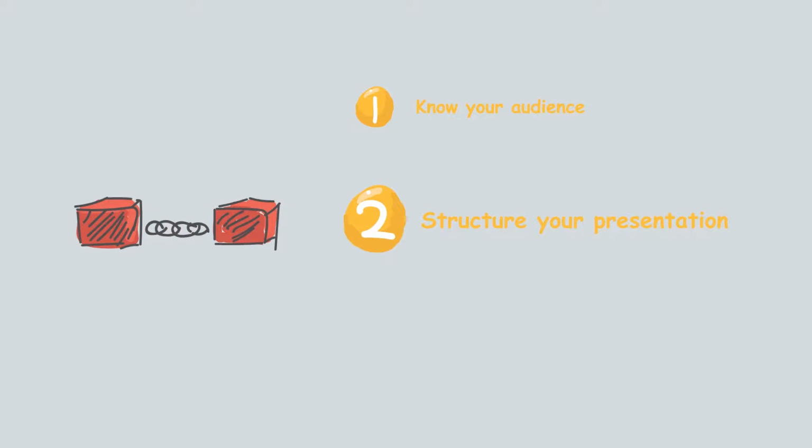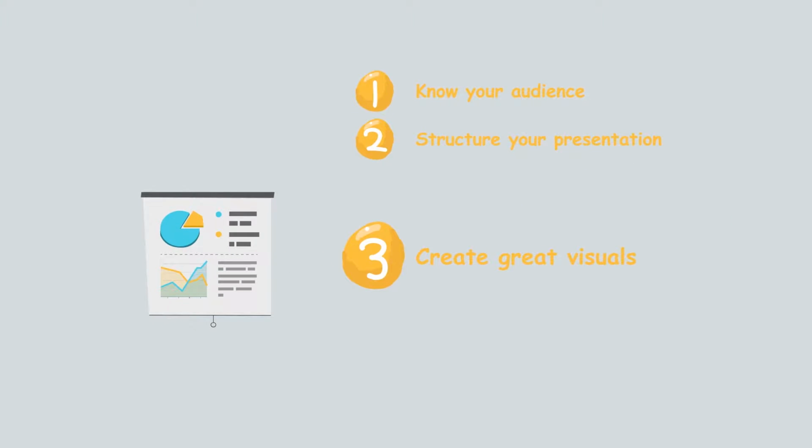Number 2, structure your presentation. By this we mean actively chunk topics and create links or bridges between those topics, using the rule of 3 and incorporate personal stories. Number 3, create great visuals. Remember, simple is best, so make sure they're easy to read and understand. 65% of adults have a visual learning preference.